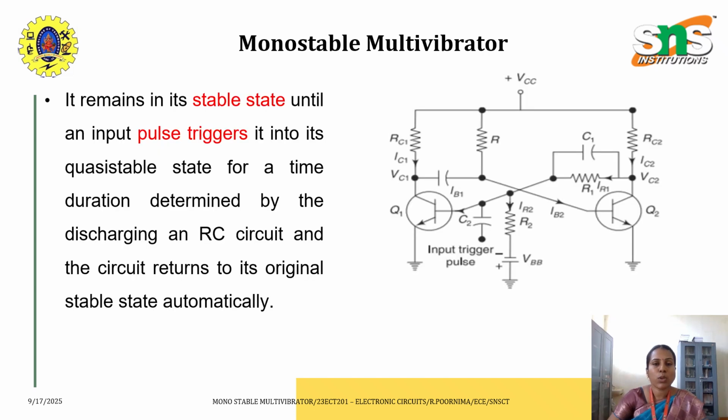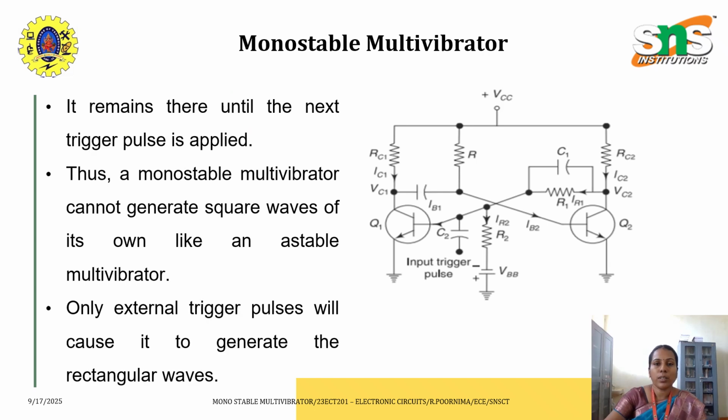So it consists of one stable state. It remains in this stable state until we apply an input trigger pulse. When we apply the input trigger pulse to the base of the transistor, it changes its state from stable to quasi-stable state. The time duration is determined by the RC circuit, and the circuit returns to its original stable state. So whenever we apply a trigger pulse, it goes to the quasi-stable state and then returns to the stable state automatically. This is the overall working of the monostable multivibrator.